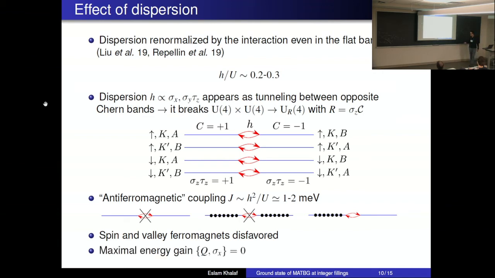And actually, we can write this condition of energy maximization. So the condition that we benefit maximally from this type of coupling can be written as an algebraic constraint on this order parameter matrix. It's a condition that this order parameter matrix anti-commutes with sigma x.